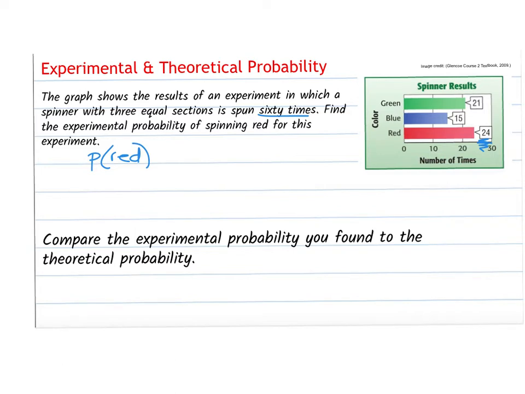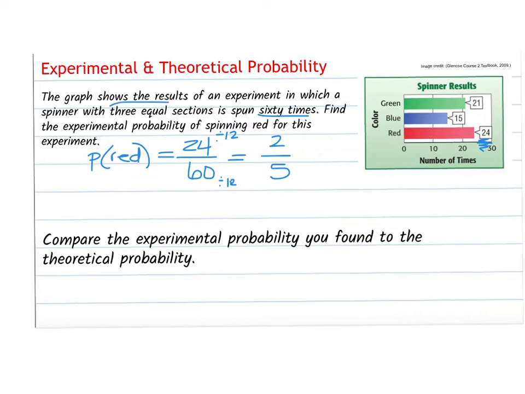So the probability of red in our experiment was 24/60, because we spun red 24 times out of 60 total spins. I can divide both my numerator and my denominator by 12. 24 divided by 12 is 2, and 60 divided by 12 is 5. So we have 2/5.